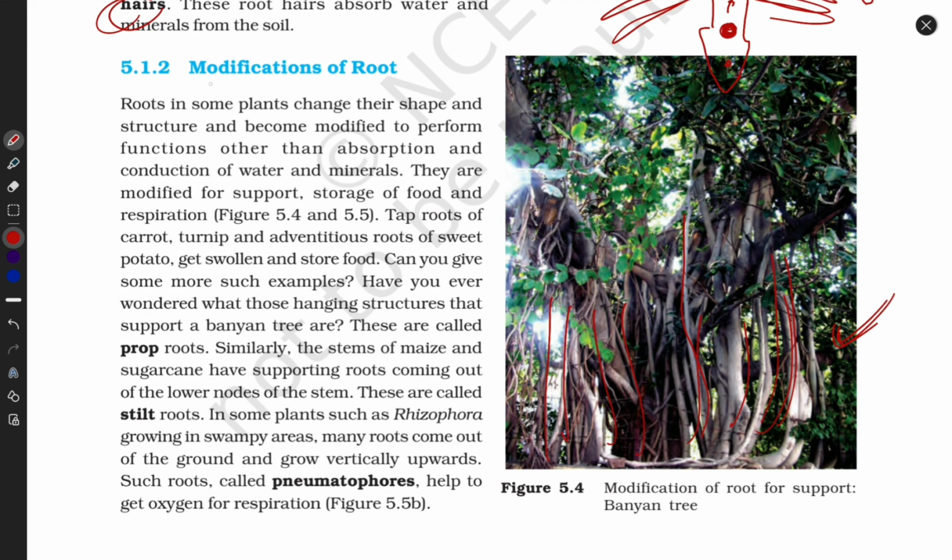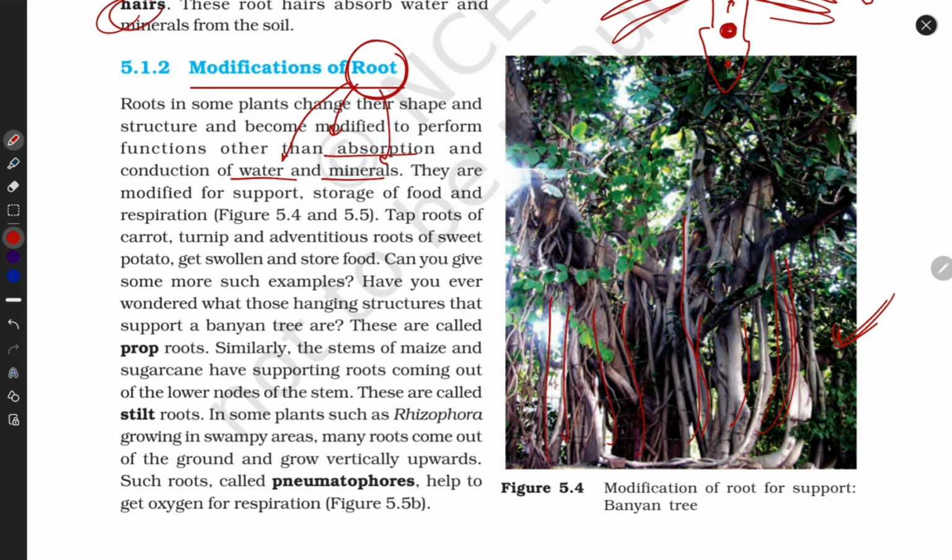There are some modifications of root in different plants. According to their environment, they modify themselves. Their roots modify themselves. Yeah, the function is what? The conduction of water and minerals, absorption of water and minerals. That's it. This is the same function that is performed by every kind of root.